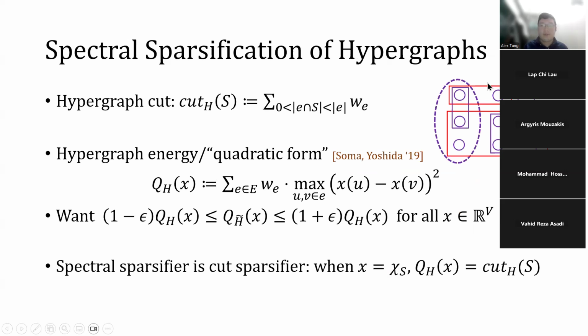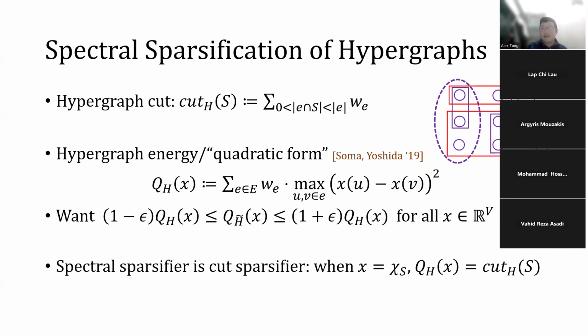so let's move on to hypergraphs. The difference between hypergraphs and graphs is basically now edges are replaced by hyperedges. So edges, you can think of as subsets of two vertices, and hyperedges are subsets of any number of vertices.